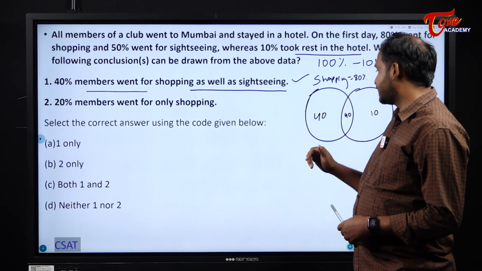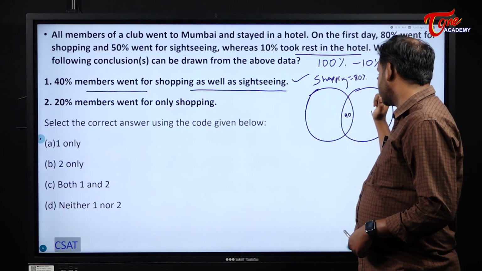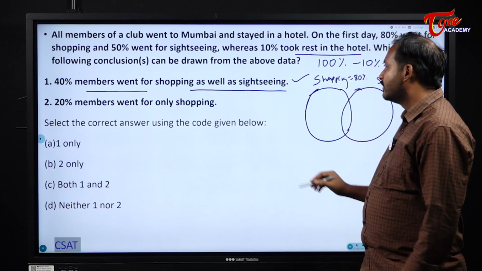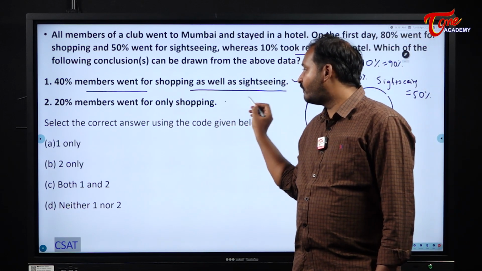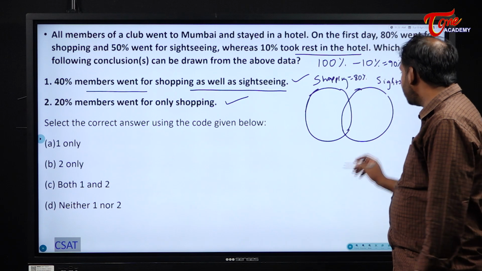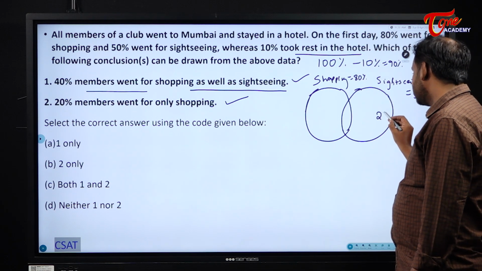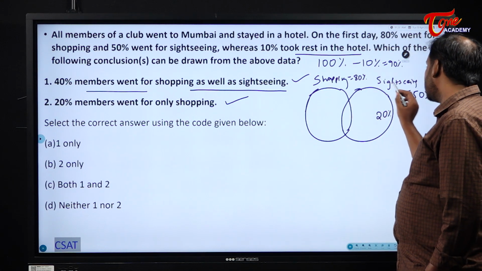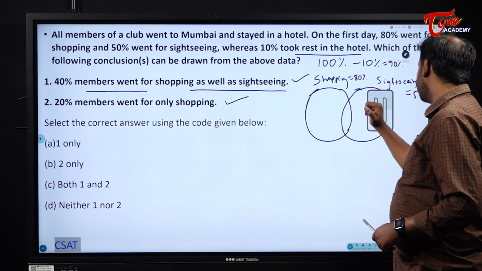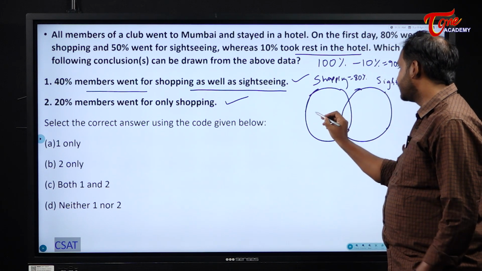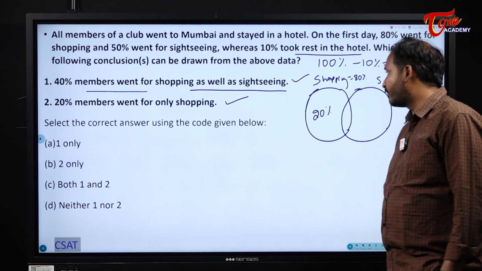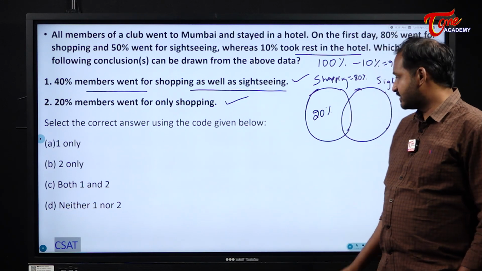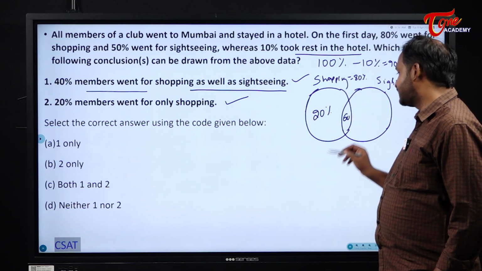Next, now I will check the second logic. What is it telling in the second logic? 20% members went for only shopping. See, if 20% went only for shopping, students, then what about this area? Total shopping is 20% here. Overall, the people who went for shopping are what? 80%. So that means I should get here 60%.